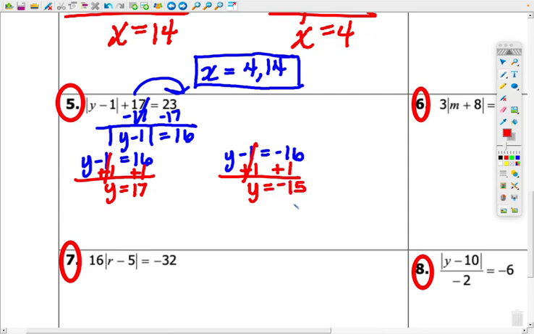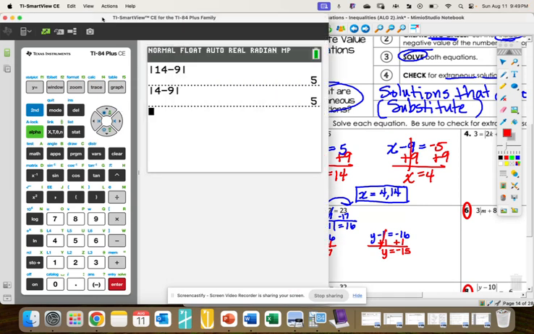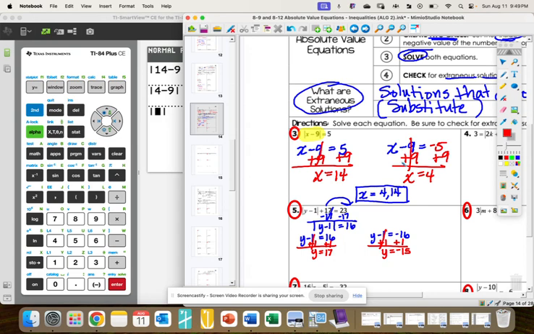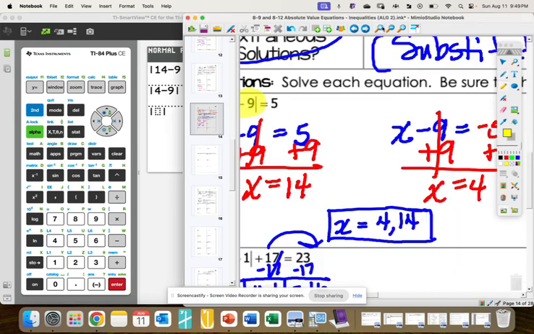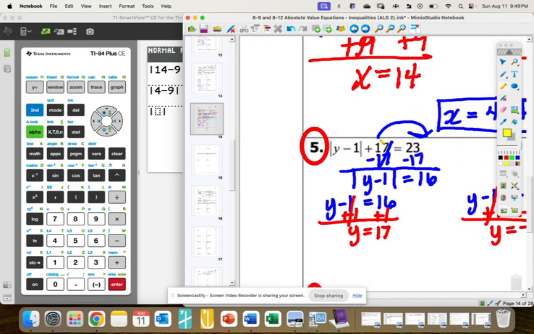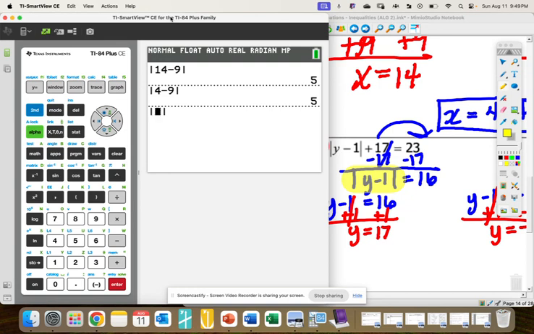I want to take both of my answers and substitute them to see if they are extraneous again. So go back to your graphing calculator and type second 0, and the expression, let me go back here and highlight it for you, was right here, y minus 1. We're going to use this one that's been already isolated. So that's going to give me 17 minus 1, which works.